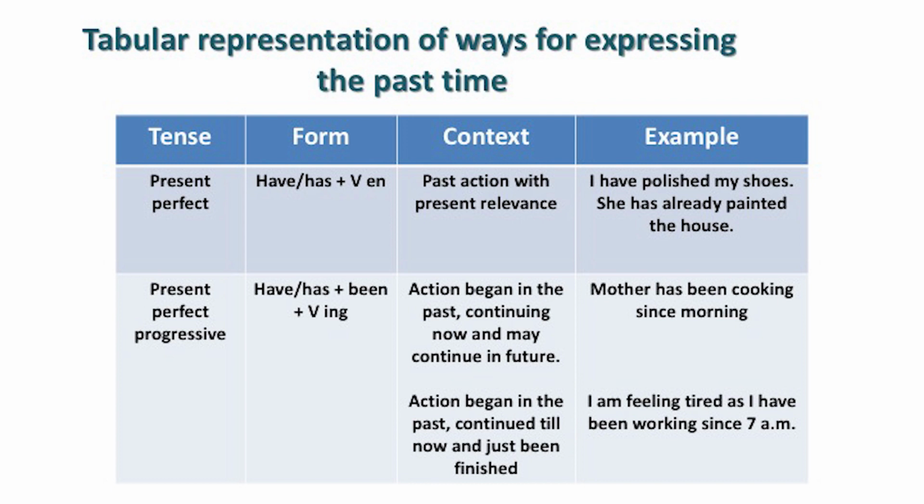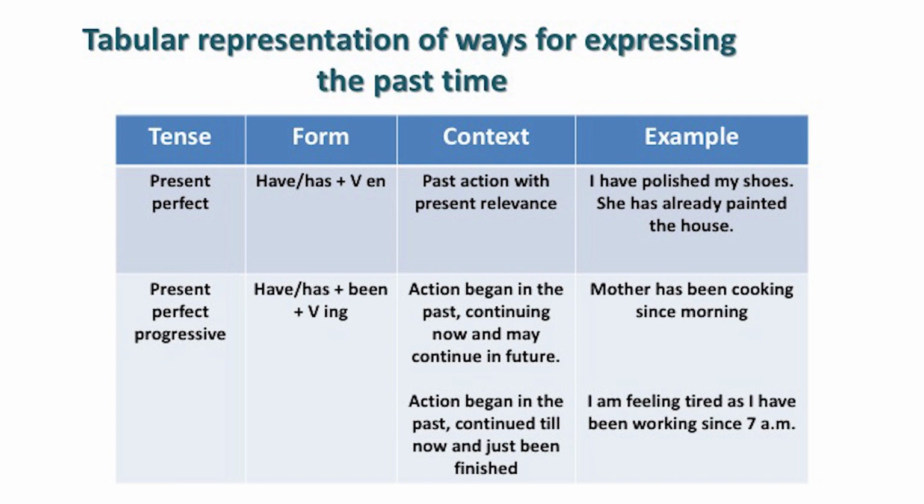So, in tense there is present perfect on the left hand column, and the verb form takes have, has plus verb en, that is third form of the verb. Then in the context the present perfect is used to describe past action with present relevance. I have already taught you, I have already described in detail. One example is there, I have polished my shoes. Then the second example, she has already painted the house.